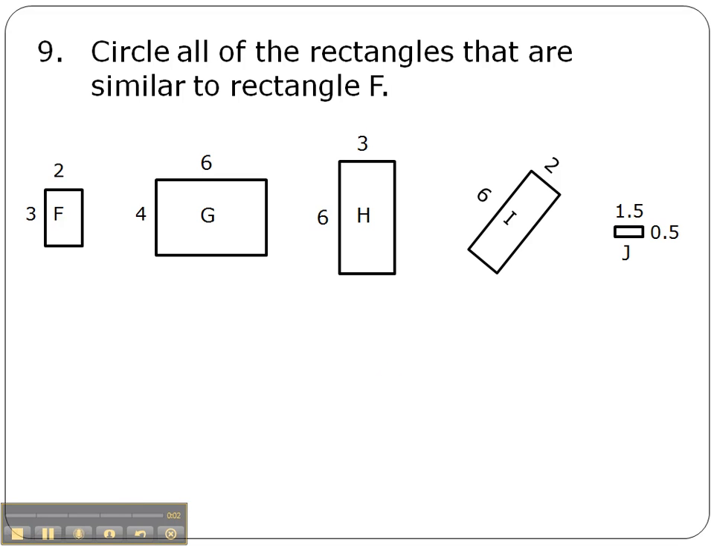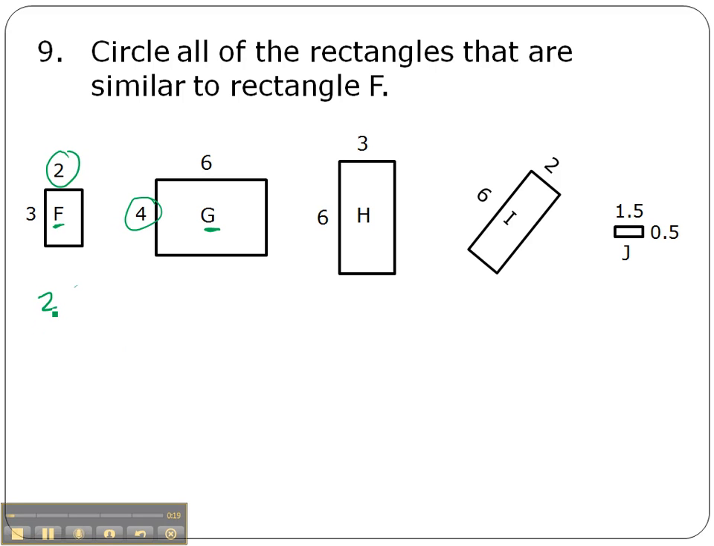In problem 9, we're trying to circle all the rectangles that are similar to rectangle F. Rectangle F is this first rectangle. So let's just start by comparing F to G. I want to compare the corresponding sides. The smallest side on F is 2. The smallest side on G is 4.